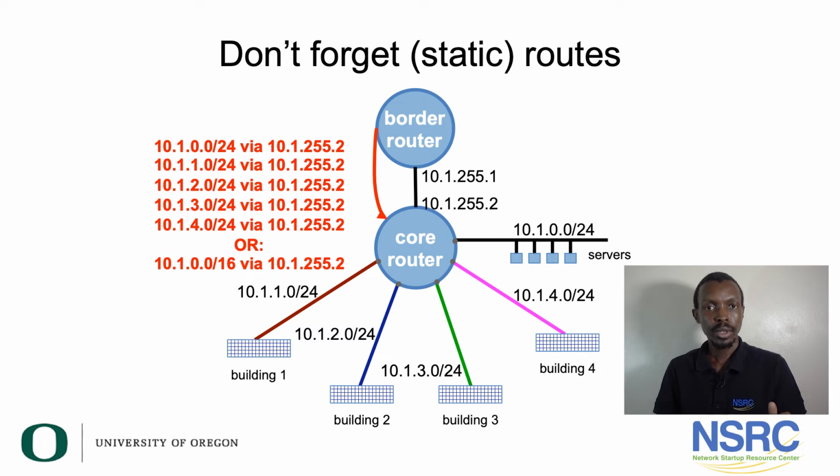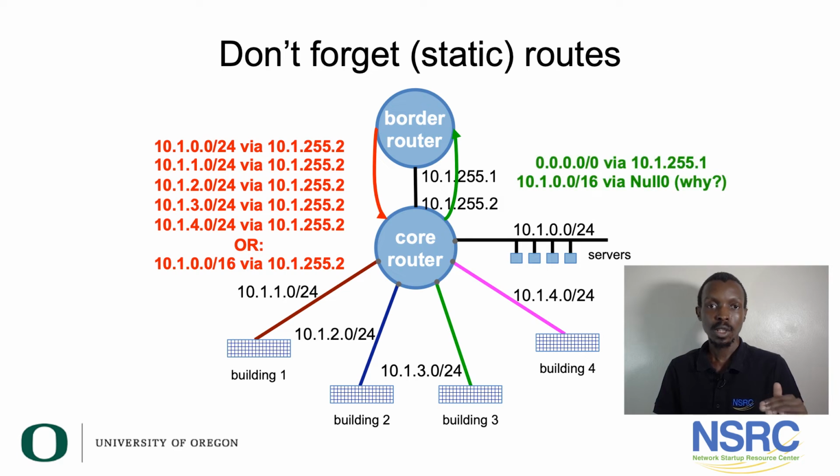Then on the core router, you now need a way to reach the internet in general. So you need a default route that points to the border router. So the next hop of the default route would be 10.1.255.1. And it's also important to add a null 0 route for the /16.